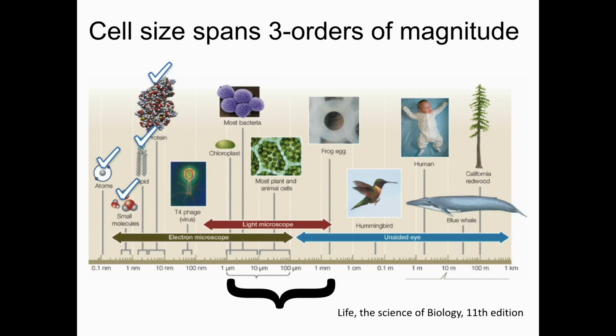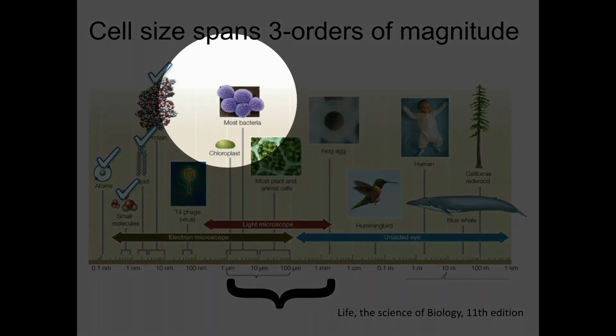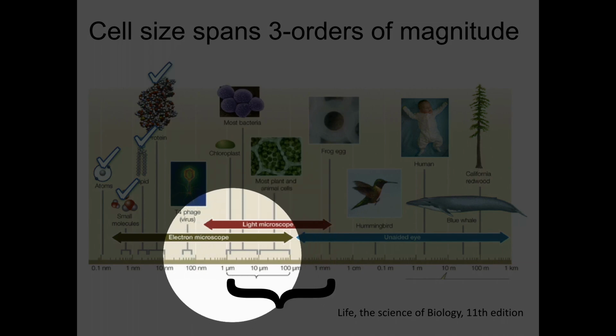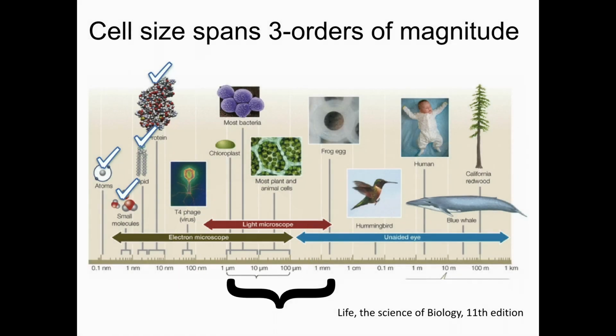So bacterial cells are on the small side. They're on the 1 micron to 10 micron size. So you can see that here. There's most bacteria is about 1 micron to 10 micron. But our cells span from tens of microns to hundreds of microns, and even larger than that, because the human egg is on the order of a millimeter in size.